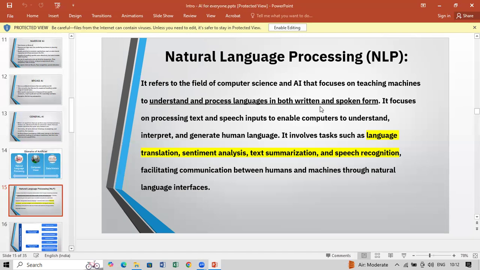Similarly, I want to be able to perform that kind of communication with my machine. Like we see Siri and Alexa, we speak and they are able to understand that and work accordingly. So we are trying to develop those things. We are basically teaching machines to understand and process language in written and spoken form. Right? Now, there are a lot of things involved. Basic understanding of alphabets, text summarization, speech recognition, sentiment analysis.